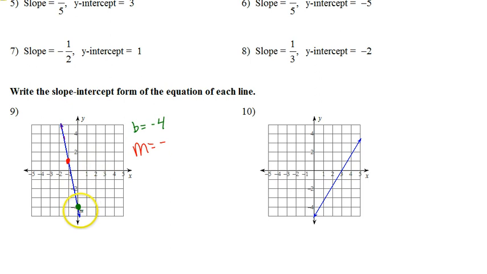Now I need to figure out how far I go up and over. My rise comes first on the top of the fraction. So I'm going to start a little fraction right here and say, all right, I need to figure out my rise. I have to go up 1, 2, 3, 4, 5 to get to the next point. So the number on top, my rise is 5. And my run left and right from this point is 1. My run goes on the bottom, 1. So my b is -4, my m is -5/1.